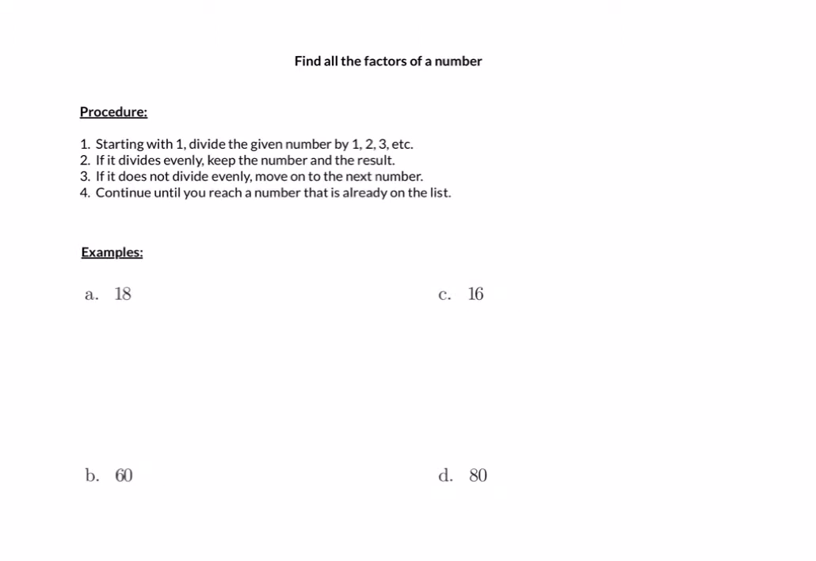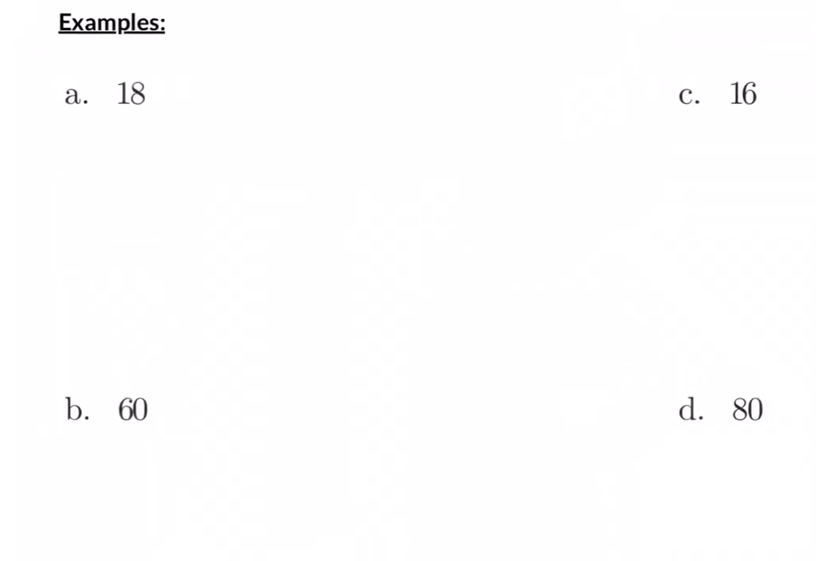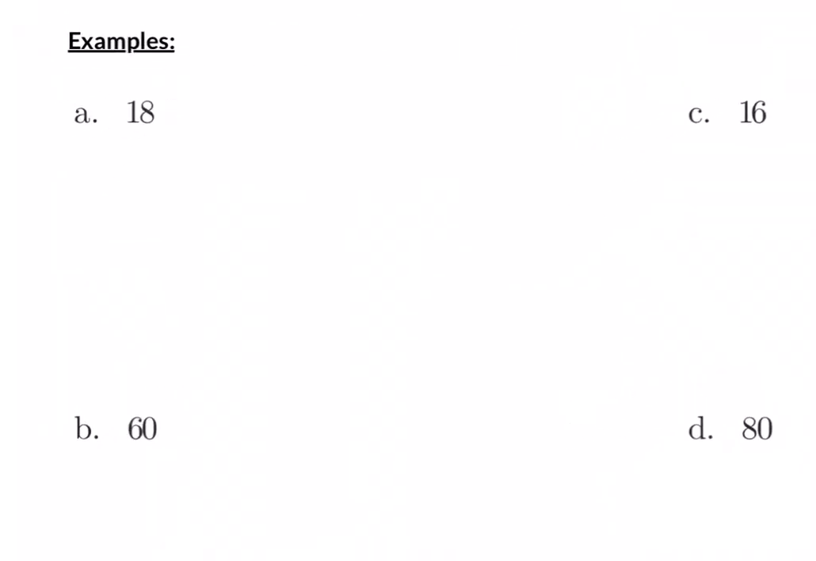So for instance, let's look at some examples. If we look at 18, I'm going to start with 1. 18 divided by 1 is 18. You will always have this pair: you will always have 1 and the number. From there, we're going to go up to 2. Is 18 divisible by 2? Yes, it is. It ends in an 8. It is an even number. 18 divided by 2 is 9.